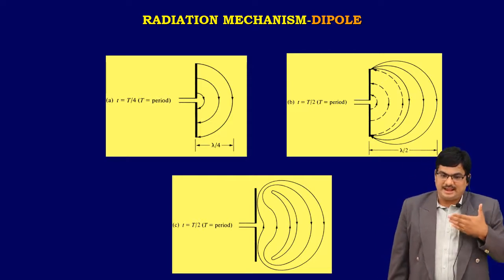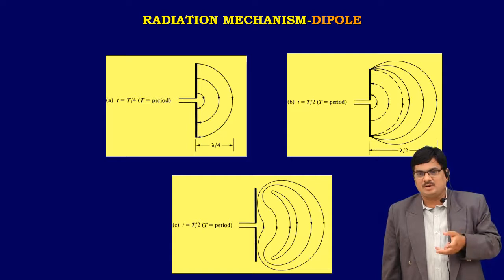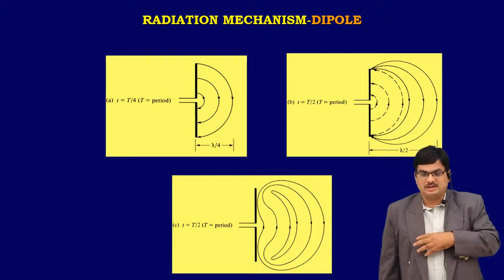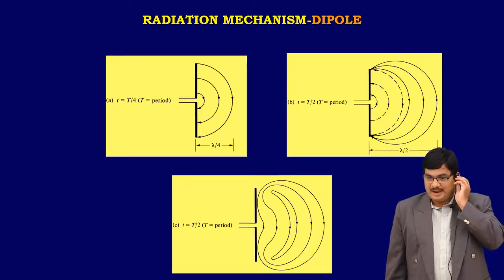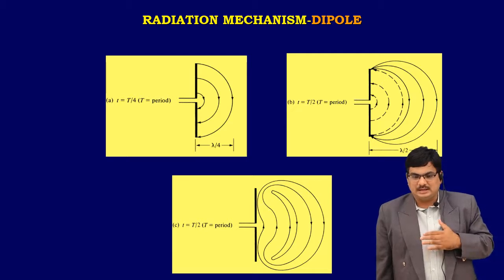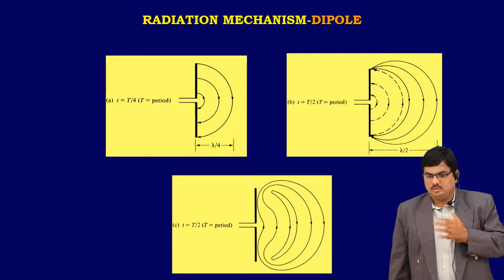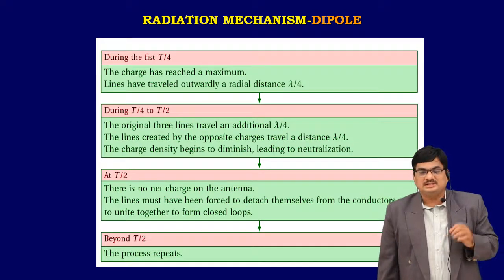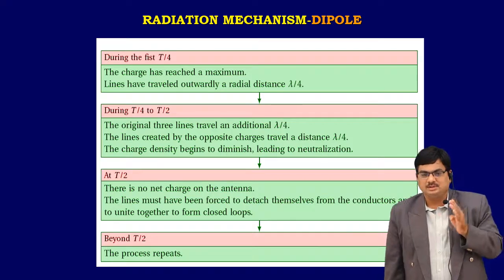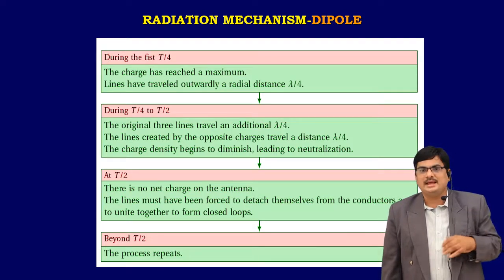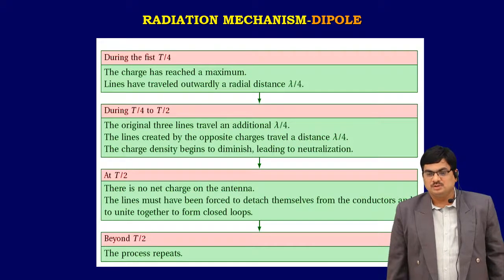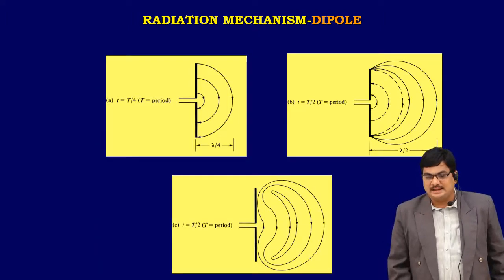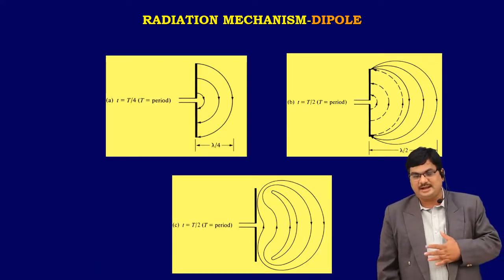After that, you are again increasing the time. What will happen is, those loops are encircling all the imaginary loops. So the maximum current is I naught, and they are encircled with magnetic loops. During the first T by 4, the charge has reached a maximum current, and the lines travel outwardly with a radial distance of lambda by 4. So this is what we discussed at t is equal to T by 4. The charge is maximum at the center, and the lines travel lambda by 4 in the radial direction.